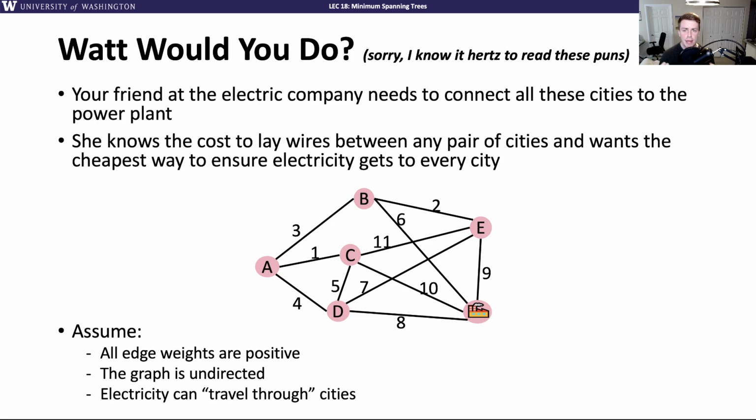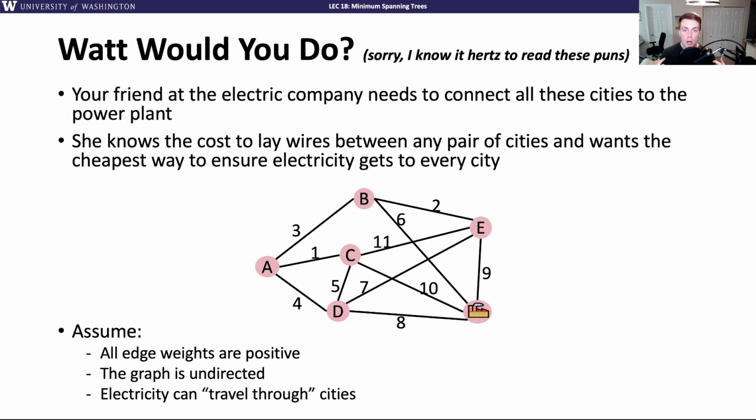Suppose your friend knows we're supposed to serve these cities A, B, C, D, E. Suppose she knows the cost of laying wires between any two cities. She might know that the cost to lay wires between B and E would be something like $2, or $2 million, whatever scale of money you want. And maybe that's a low number because they're close together. But then maybe C and E are really far apart. Maybe there's a mountain or a river in between, and laying wires between those cities would be really, really expensive.